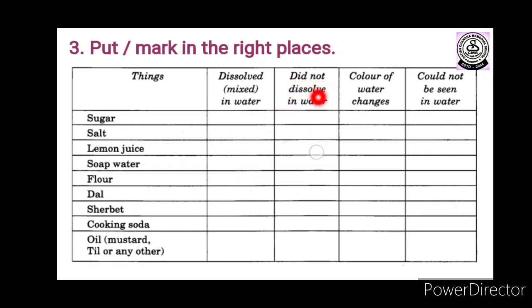Did not dissolve in water: sugar is dissolving in water, so you can give one cut mark or leave it blank. Color of the water changes: does the color of the water change after mixing the sugar? No, the color of the water doesn't change. Could not be seen in water: can you see sugar after mixing in water? No. You can write no, or you can give a cross or tick. So these types of observation you can make.